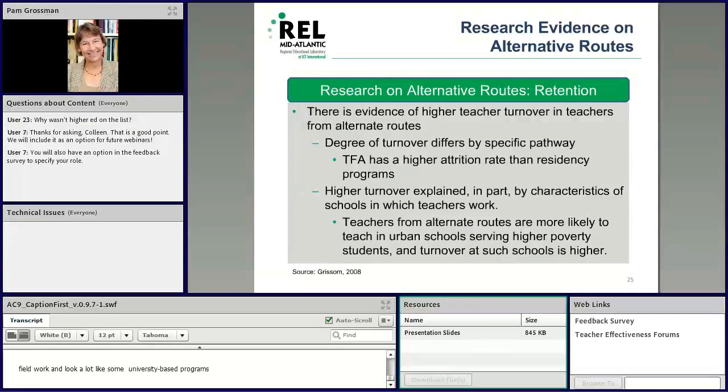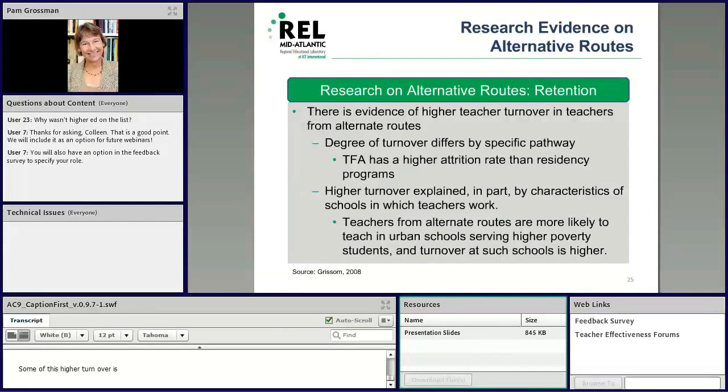Another finding is that there's evidence of generally higher teacher turnover in teachers who come through alternative routes, but that degree of turnover differs by the specific pathway. So Teach for America, for example, has a much higher attrition rate than the teacher residency programs, and also has a higher attrition rate than some of the teaching fellow programs in urban districts across the country.